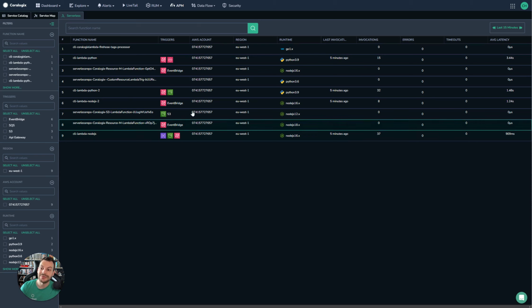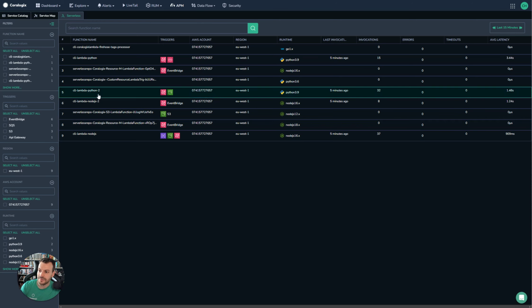In the main body here, we can see some really interesting things. The actual triggers that are occurring, so for example, SQS and EventBridge and so on. We can see the runtime, region, AWS account, last time it was invoked, as well as errors, timeouts, and average latency. I can actually change the time frame as well if I want to cover a larger time frame if I wish to get more of a reporting view than an immediate operational view.